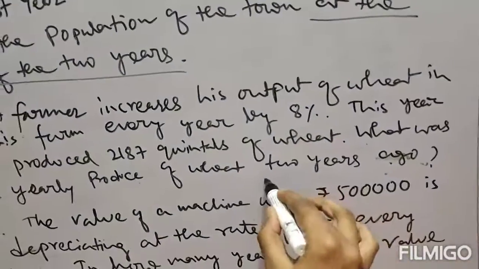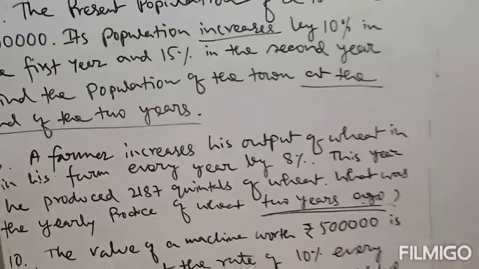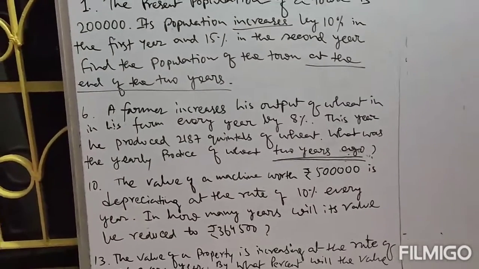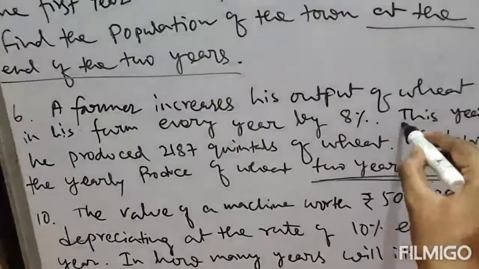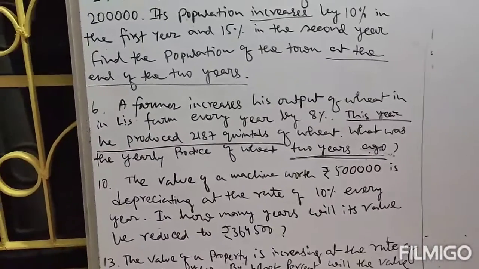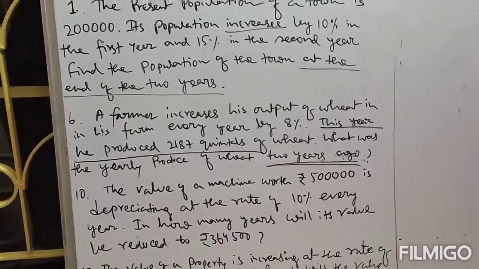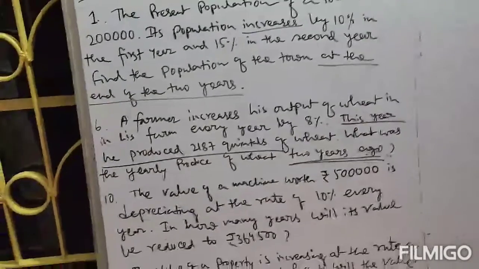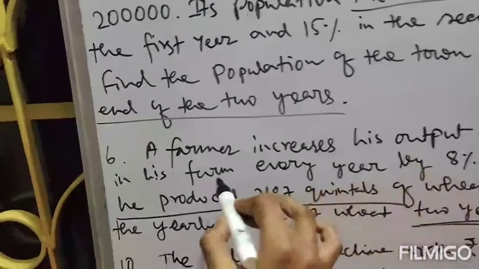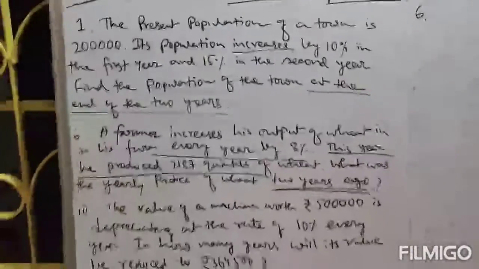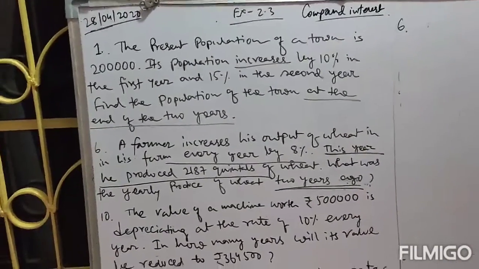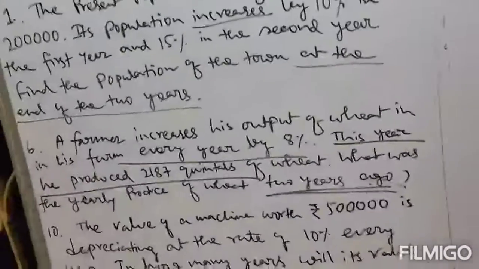Just clearly see, we have to find out the production of wheat 2 years ago. That means the formula will be the ago formula. This year means the present production is given, and we have to find out the production of wheat 2 years ago. That means before, our ago formula. And it increases every year by 8%. Increases means growth. So we have to use the formula of growth of ago, not after. Clear? So the present production of wheat is given.